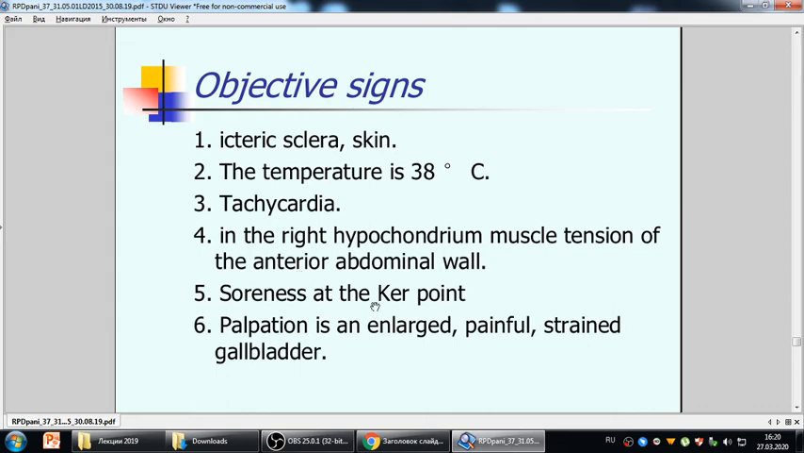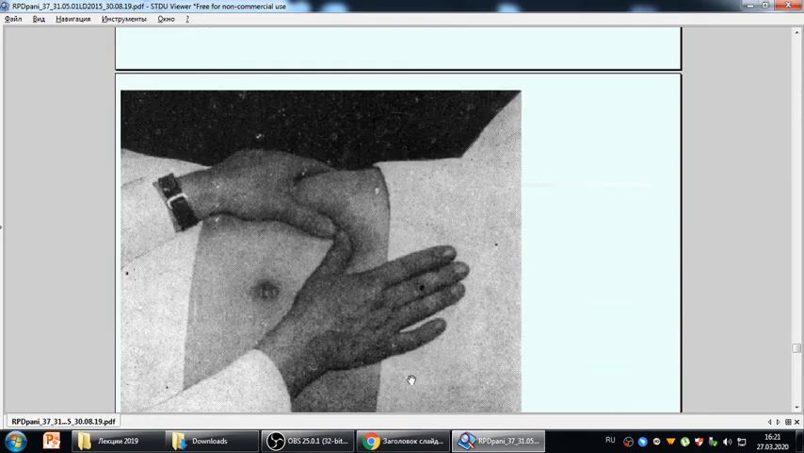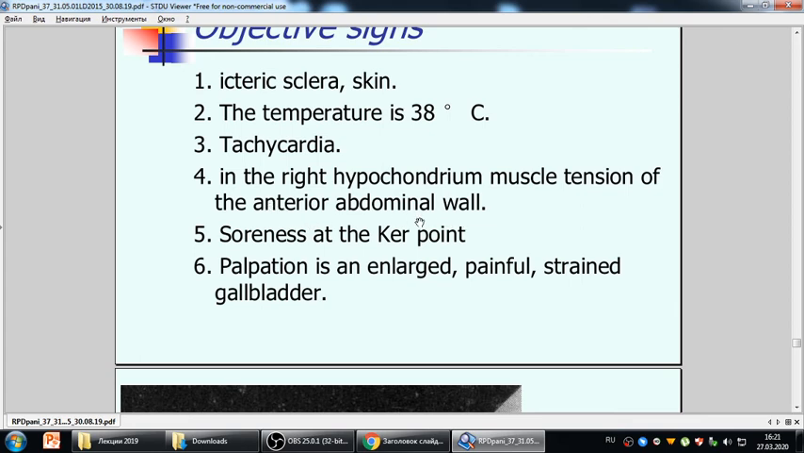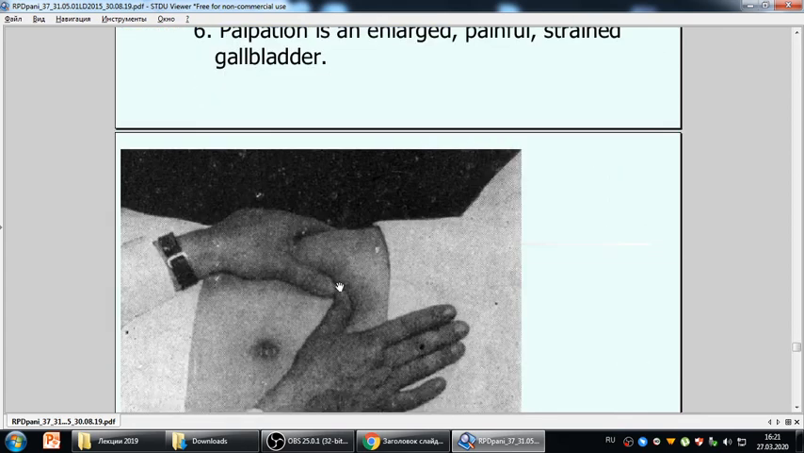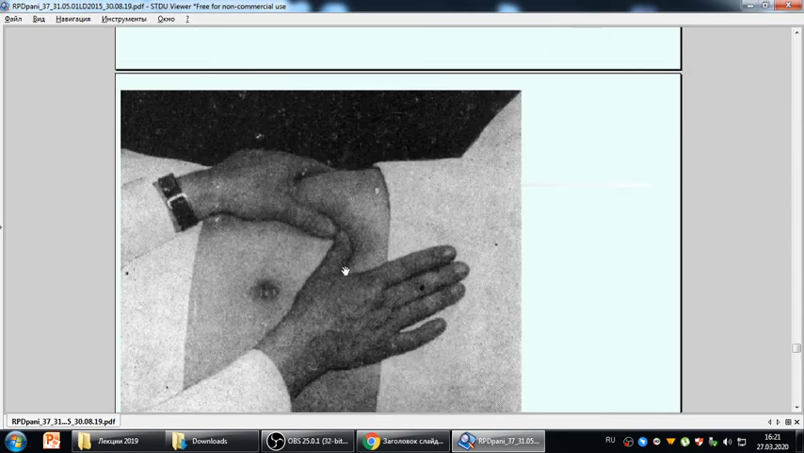And in the right hypochondrium, muscle tension of the anterior abdominal wall we can find by palpation, and soreness at the Kehr point. During palpation we can detect an enlarged, painful, strained gallbladder. Kehr point, this is the point of the gallbladder. This will be very painful. This is the point in the hypochondriac region which is crossed by the border of the rectus muscle. This is the Kehr point.